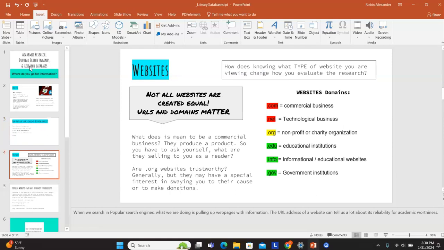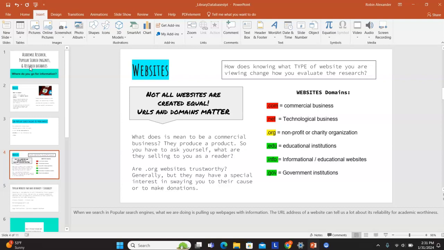Okay, so when we use popular search engines, what we are doing is pulling up web pages with information, and the URL address of a website can tell us a lot about its reliability for academic worthiness. Okay, what are domains? A website domain would be a .com, .net, .org, .edu, .info, or a .gov website. And not all of these are created equal. So, how does knowing what type of website it is affect how we evaluate the research?